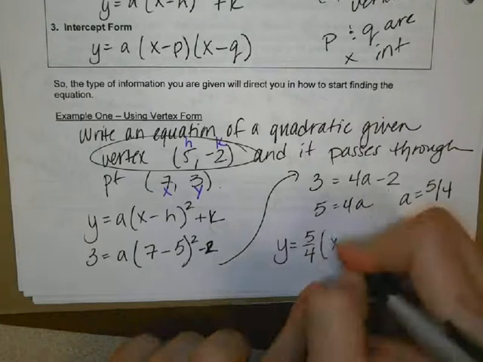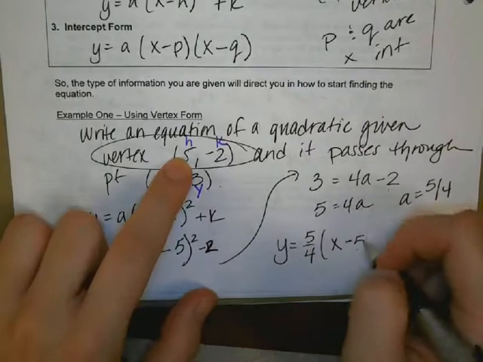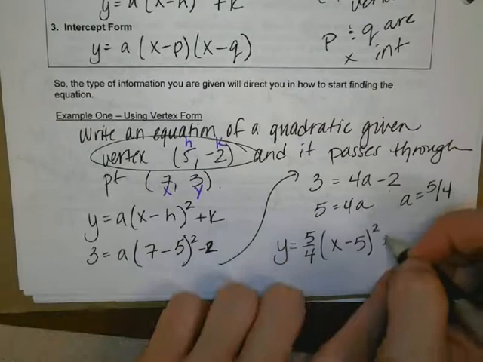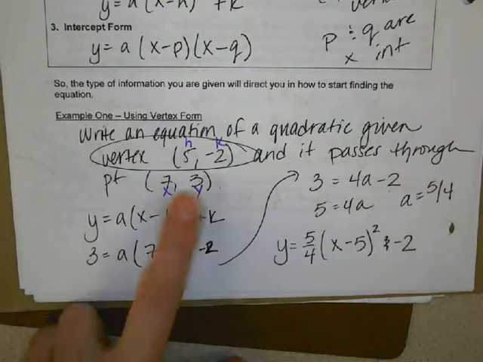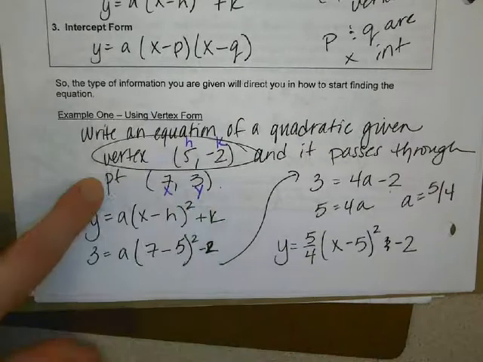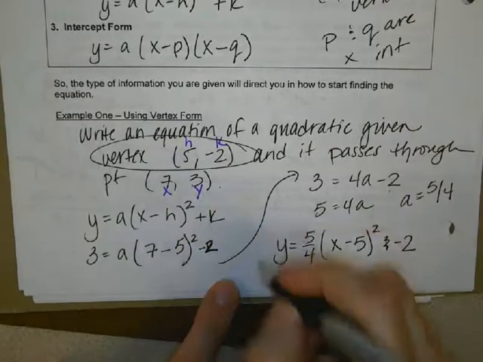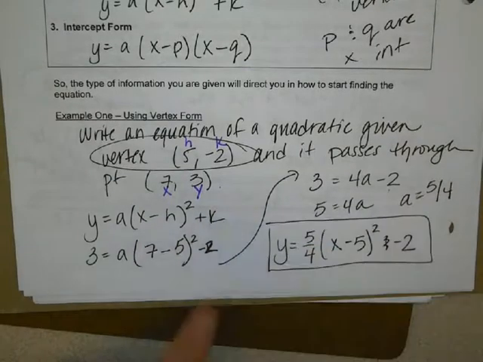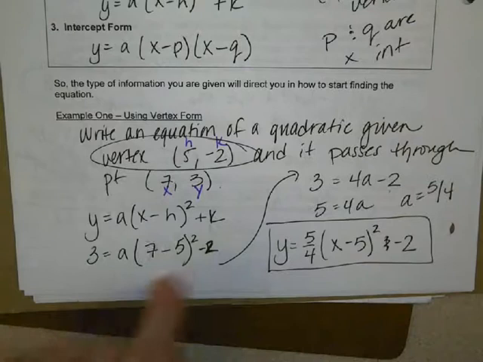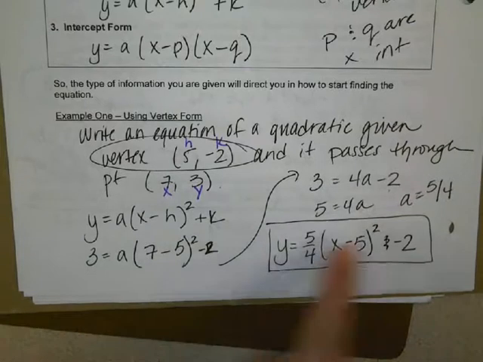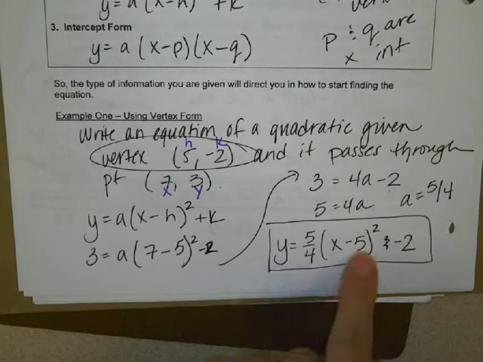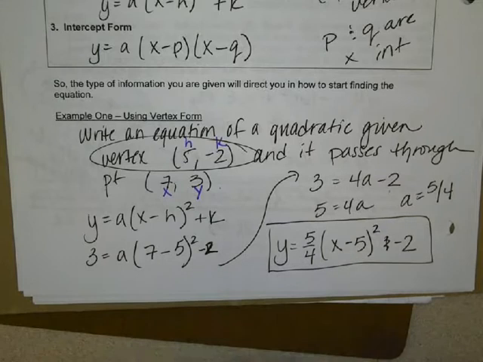And then we're going to plug back in your vertex. The reason we don't plug your x and your y back in as well is because this is just one point. Your equation needs to represent every single point. So you use that one point and plug it in to find a, but then once you find a, you plug in a and your h and your k, and that becomes your equation of the quadratic that was described.